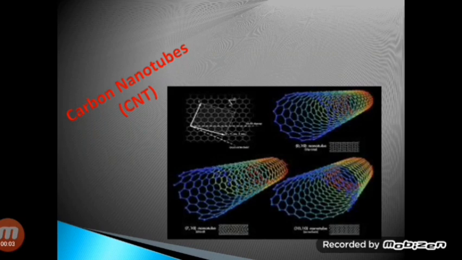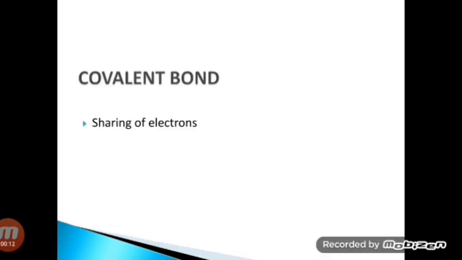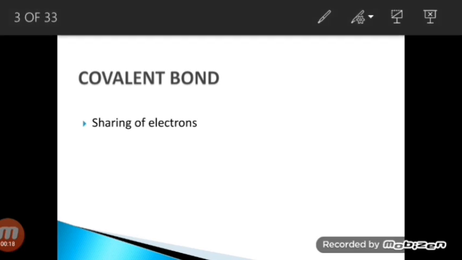Basically, carbon nanotubes contain carbon atoms, and these carbon atoms are connected with one another with the help of a linkage called a covalent bond. What is a covalent bond? A covalent bond is a bond produced between two atoms by sharing of electrons. Atoms share their electrons in order to get stability, or attain the noble gas configuration.